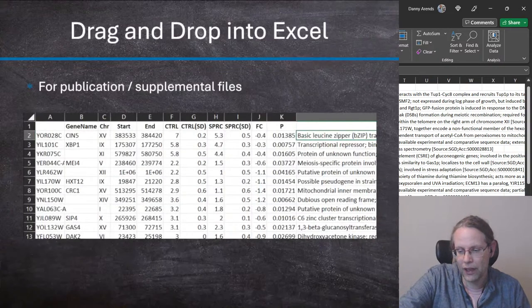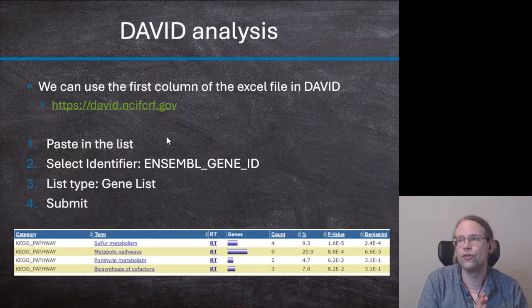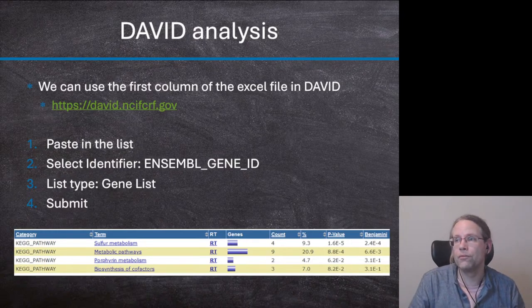All right, back to the PowerPoint. So the next step, right? We now have it in Excel. We have our table ready for our main text or our supplemental file. And then the next thing is to just go to David and do an over-representation analysis, right? So how do we do this? Well, I can show you guys how you do this.